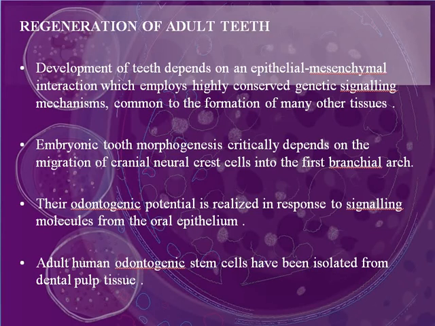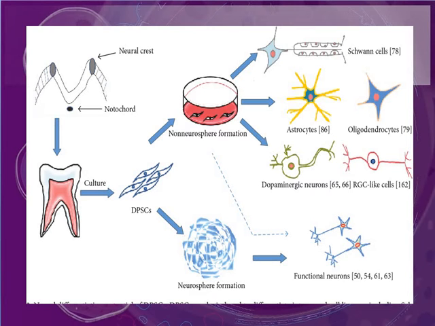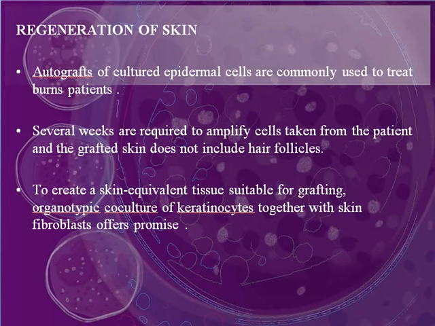Adult human odontogenic stem cells have been isolated from the dental pulp tissue. So here we can see how from a tooth, the dental pulp tissue, the DPSC, these cells are taken, and non-neurosphere formation is occurring, and from that the Schwann cells, the astrocytes, oligodendrocytes, and these cells are being produced, and from the neurosphere formation the functional neurons are being produced.